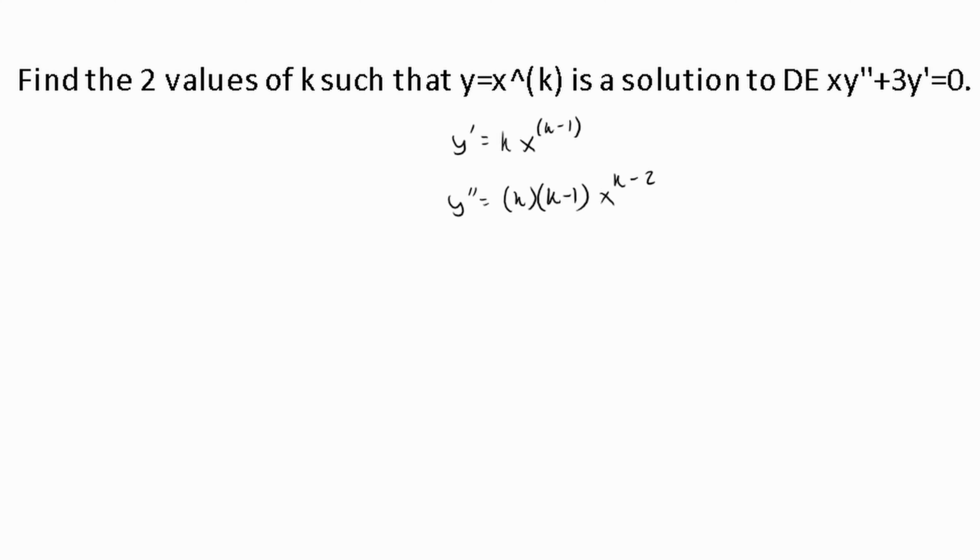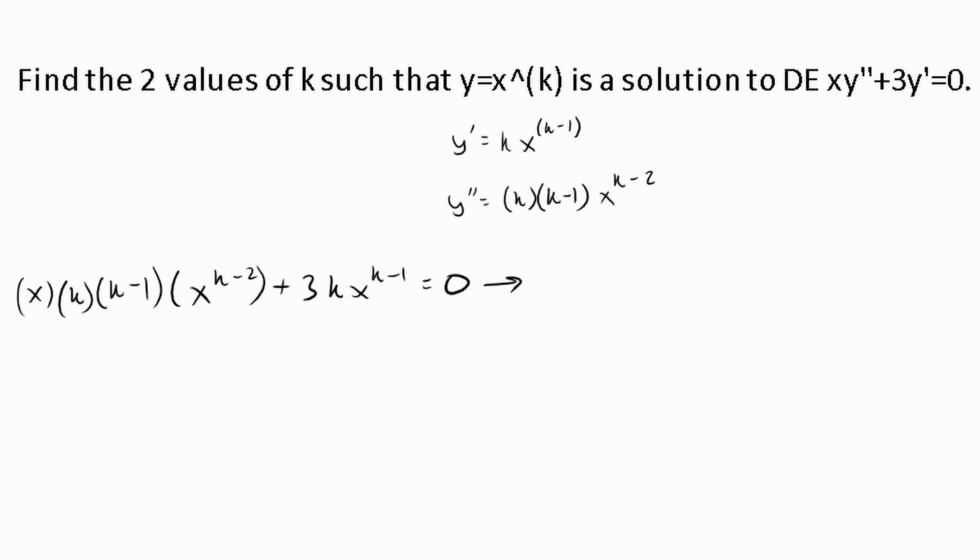First, we are going to have that our x is not added, sorry, it's going to be multiplied. So we'll do x times k times k minus 1, and then we multiply this by x raised to k minus 2. And then we're going to do plus 3 times k x to the k minus 1 is equal to 0. I would love to factor out some things that are similar.